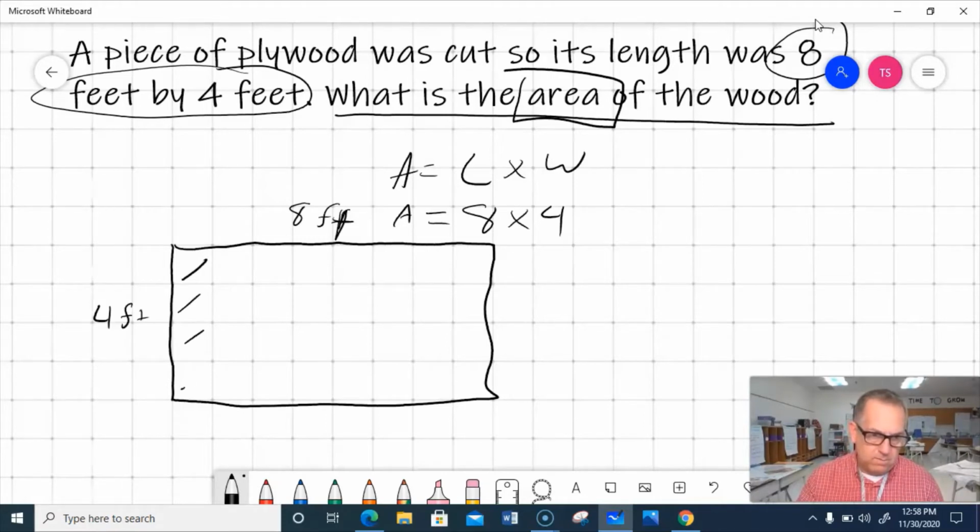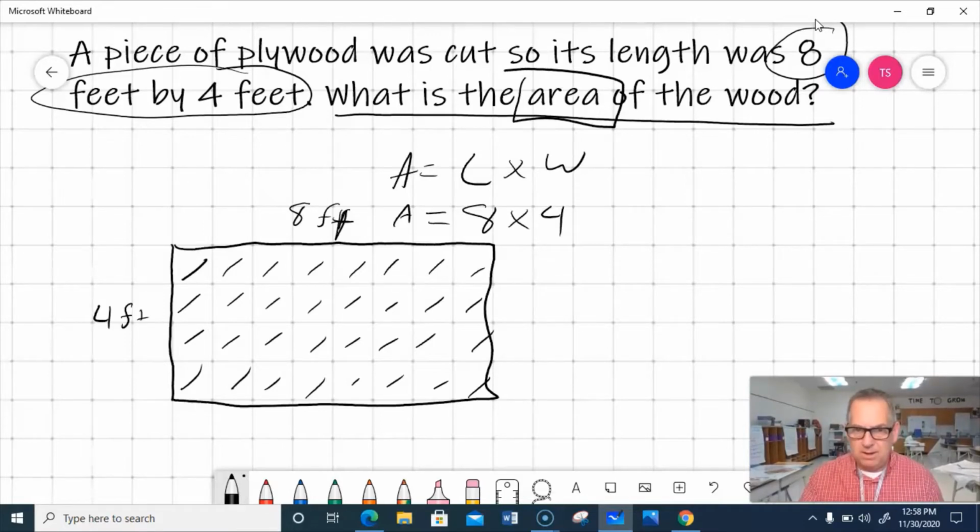1, 2, 3, 4, 5, 6, 7, 8, 9, 10, 11, 12, 13, 14, 15, 16, 17, 18, 19, 20, 21, 22, 23, 24, 25, 26, 27, 28, 29, 30, 31, 32. So it looks like 8 times 4, so the area is going to equal 32, and that's square feet.